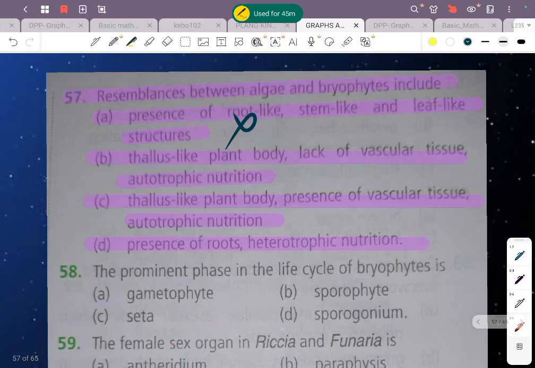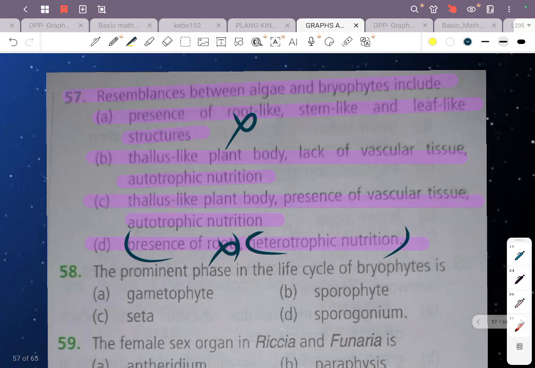See, both algae and bryophytes lack true roots, stem and leaves. So presence of roots and heterotrophic mode of nutrition, both of these statements are absolutely incorrect. Right, because first of all they belong to plant kingdom and they have an autotrophic mode of nutrition, and second of all they do not have roots.